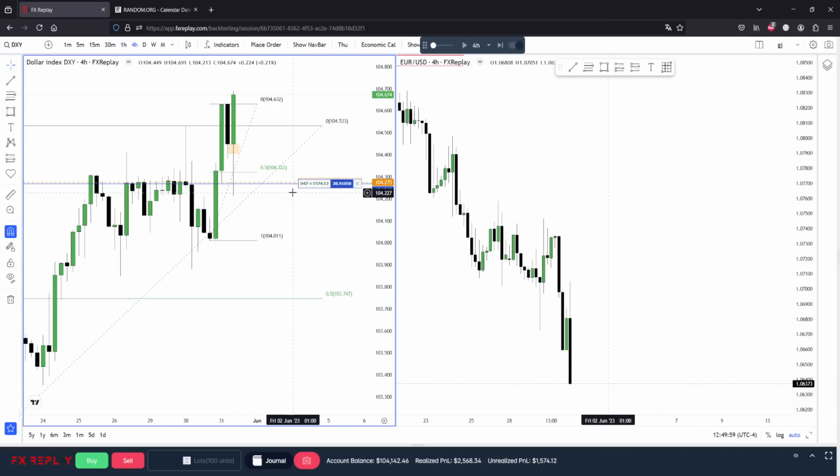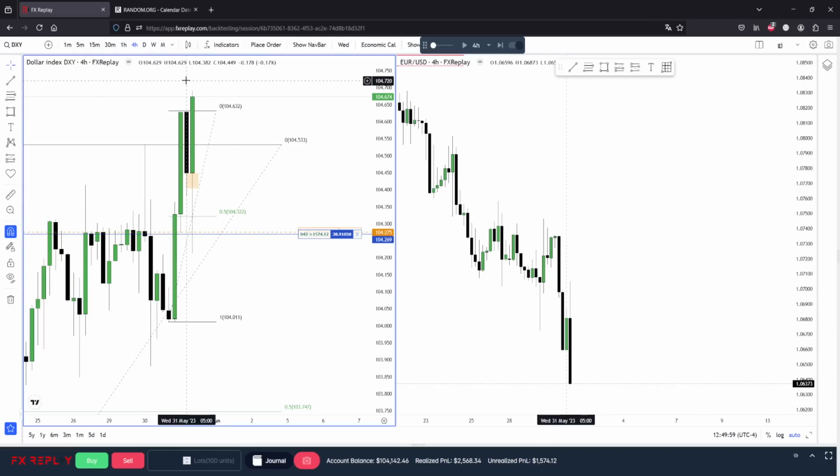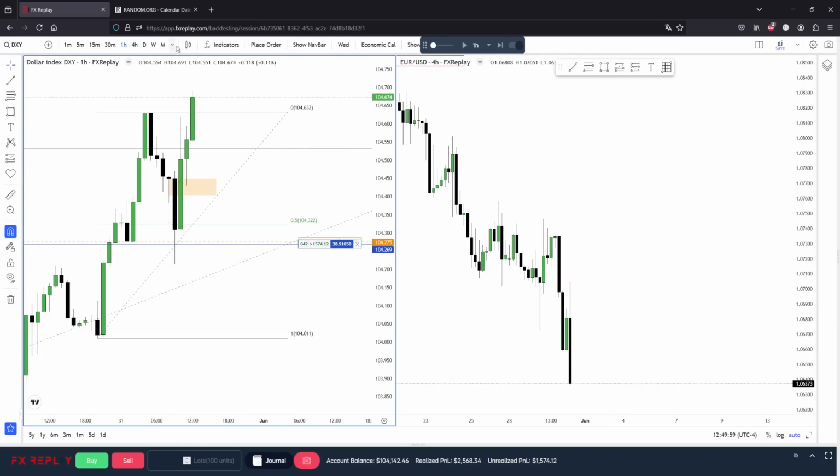Anyway, we don't have a new 4-hour range yet because we're now pushing up. So we should form another one once we start trading up higher.